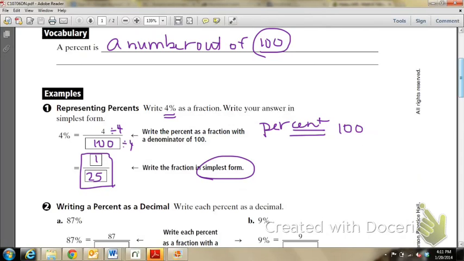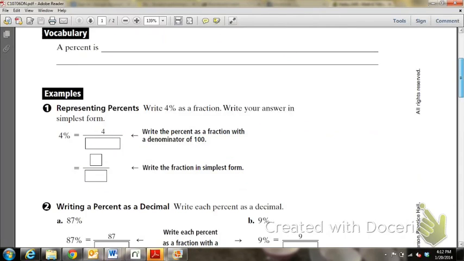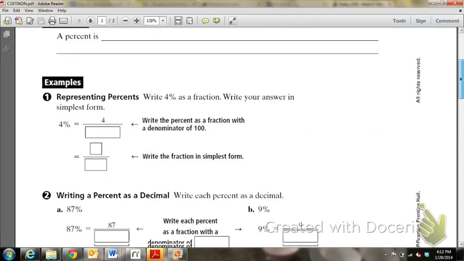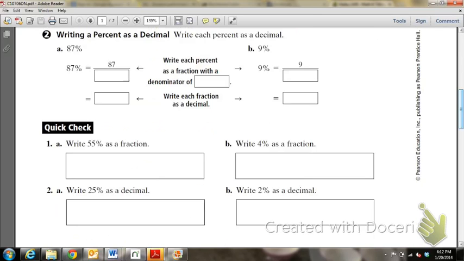Now what happens if you have to write the percent as a decimal? Well, percent as a decimal is pretty nice, because we know that they tell you here to write it as a fraction with the denominator of 100. 87% means 87 over 100, 9%, 9 over 100. Neither of those can reduce.